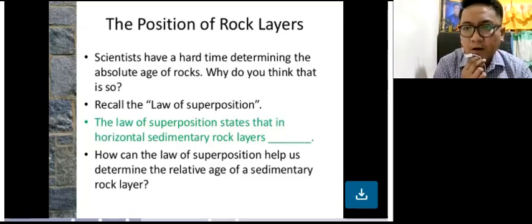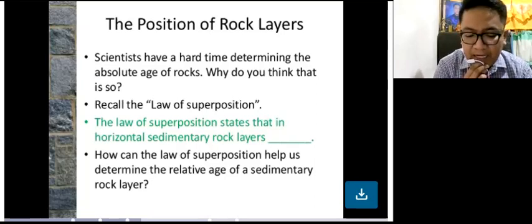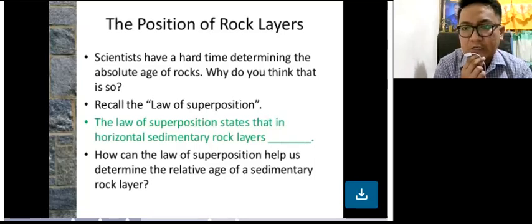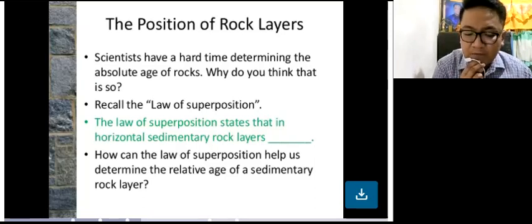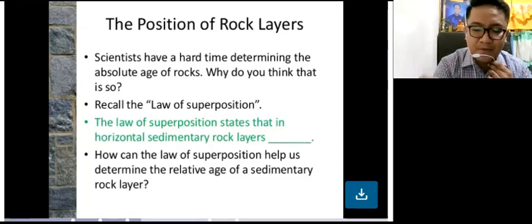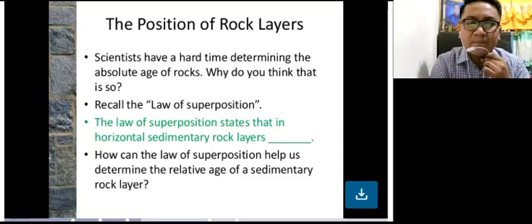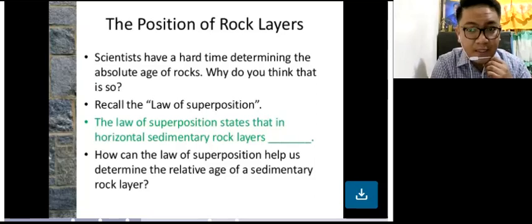Law of cross-cutting relationship states that an igneous intrusion is always younger than the rock it cuts across. So, mas makikita po natin doon yung side by side of older and youngest layer po ng ating rocks. Ma-identify po natin yun. Tapos meron din po tayong ma-identify dito, tinatawag po natin extrusion and intrusion.